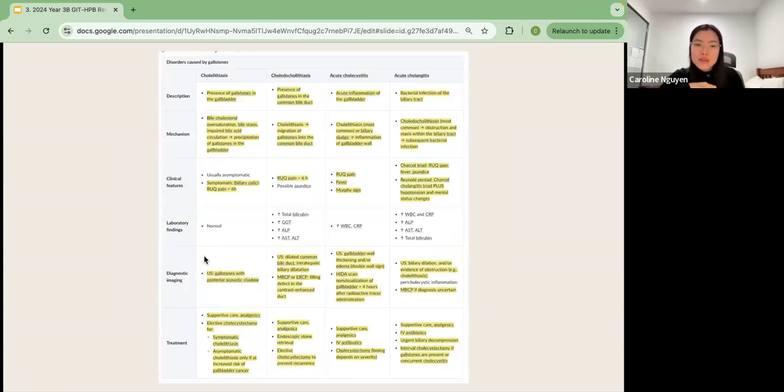AMBOSS has this humongous table. I think this is really helpful. Just know Charcot's triad, right upper quadrant pain, fever, jaundice, and Reynolds' pentad, which adds hypotension and mental status changes. Acute cholangitis, and especially ascending cholangitis, is a medical emergency because you've got obstruction and then you've got a bacterial infection that is moving secondary to the obstruction.